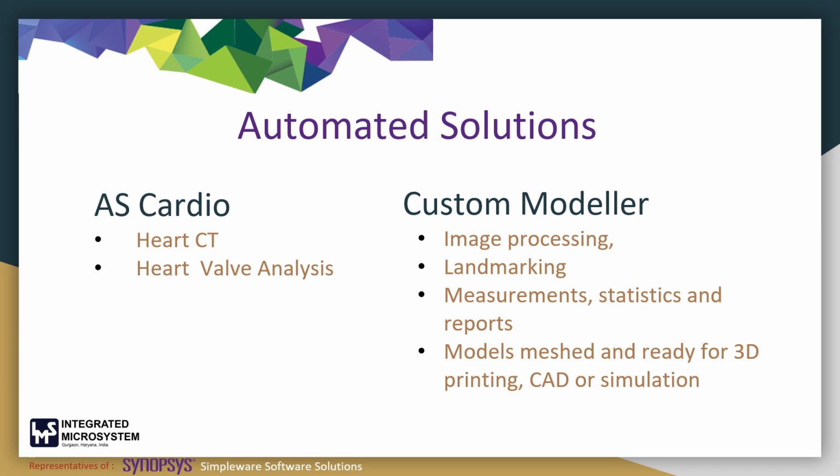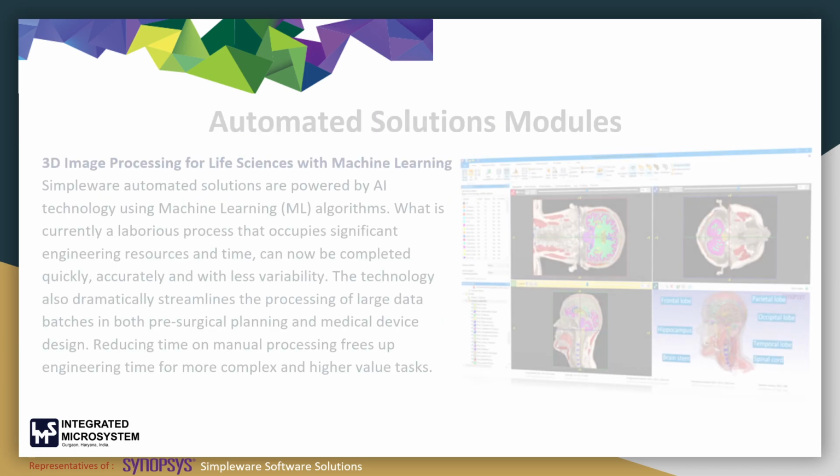So now comes automated solutions. As we studied earlier in the past lectures about automated segmentation of orthopedics, we have automated segmentation of cardiovascular also. This consists of heart CT or pulse analysis, which we have discussed in the earlier slides. Also, we can use custom modeler, which is used in various versions of this software. That's image processing, landmarking, measurements, statistics, and reports. Model meshed and ready for 3D printing and CAD simulation.